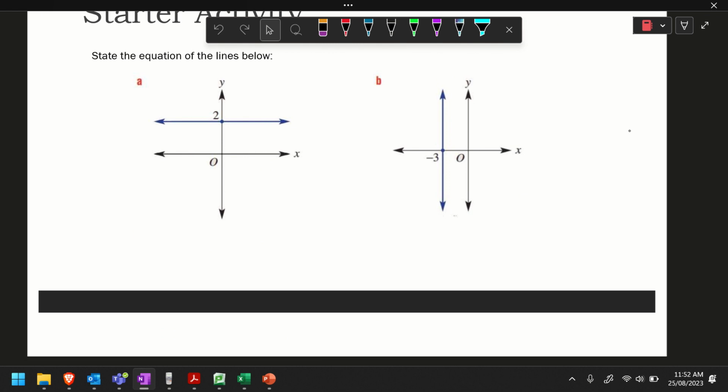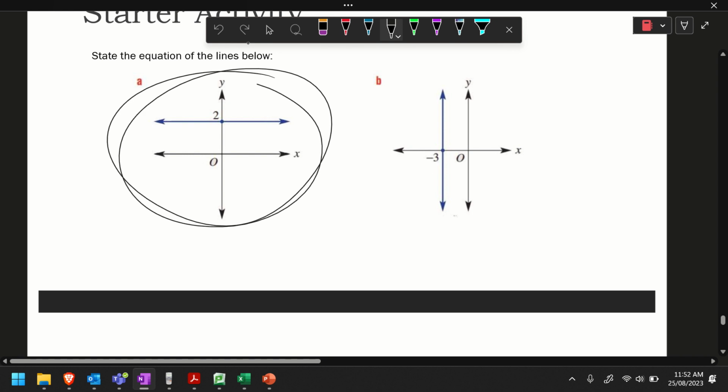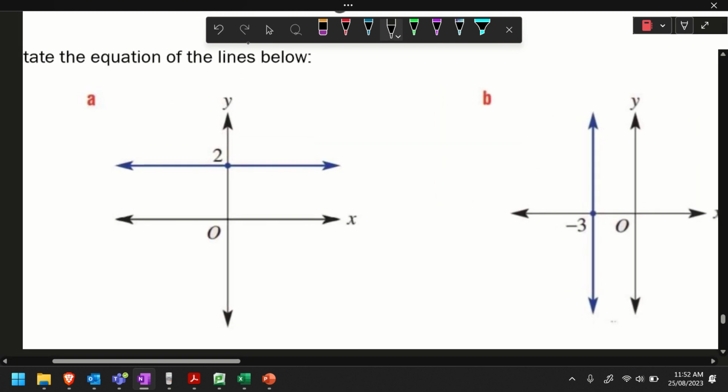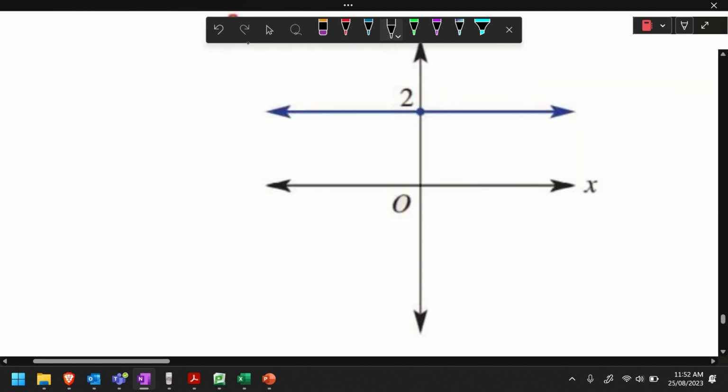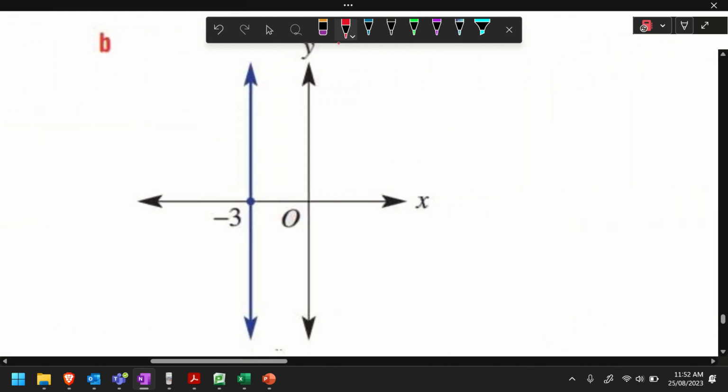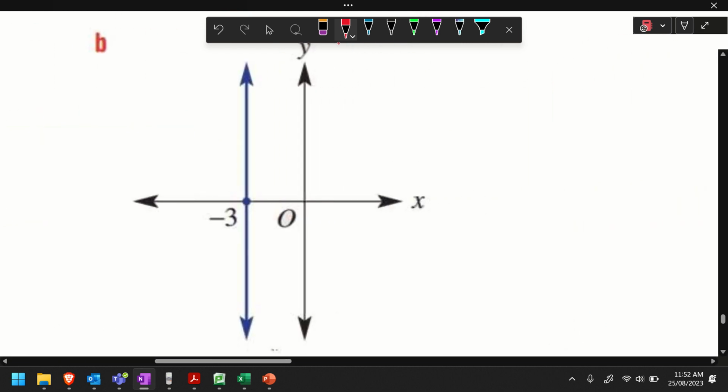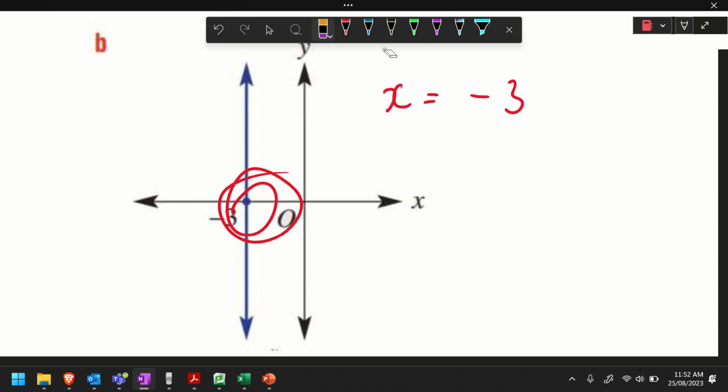Yeah, and I kind of went through it with you already before. Let's go with Krish. Can you tell me what is the formula for this line here? Y equals? Oh, well, no, not quite. Y equals what? Where does it hit the y-axis? 2. So it's just y equals 2. You get it? Let me ask you this, Krish. What would this one be? No. X equals -3. Watch where it hits the axis.